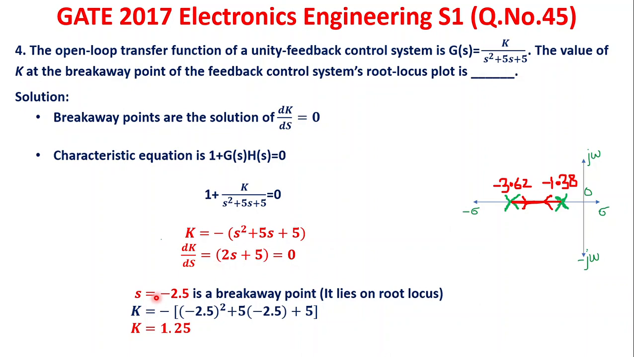Yes, we got minus 2.5. It is between these two. The question is not the breakaway point, it is the value of k. Therefore, we have to substitute s in this expression. Substitute s as minus 2.5. We get k is equal to 1.25.